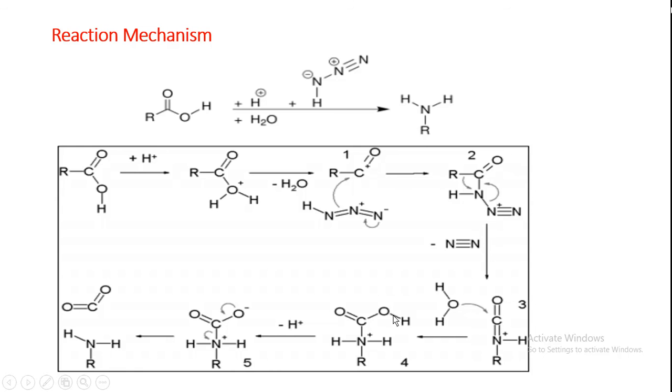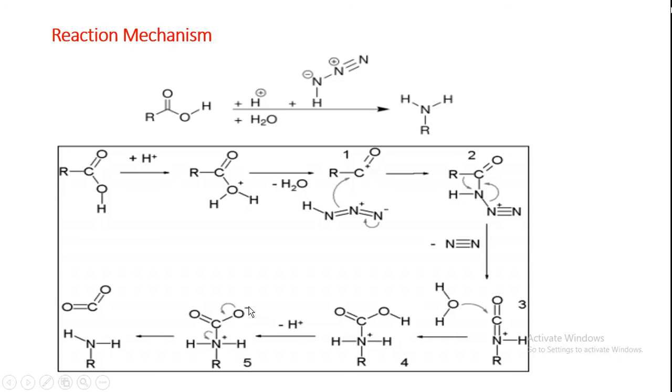so it will form C double bond O OH. That means OH will attack this carbon. After that, H plus will come out from this. This H will come out as a proton, H plus, so you see C double bond O negative.